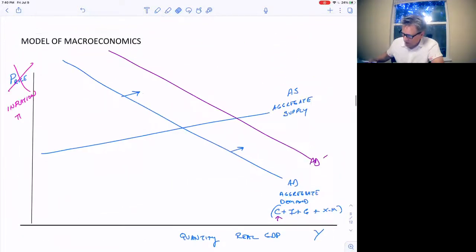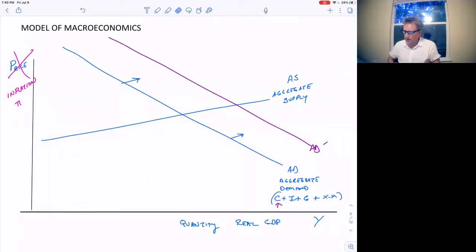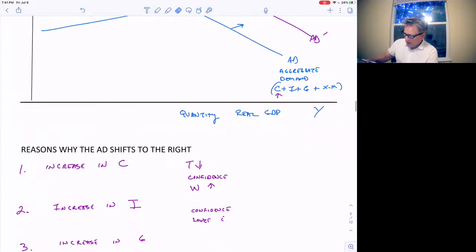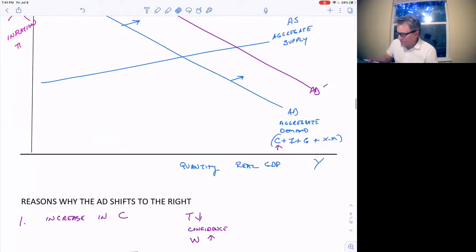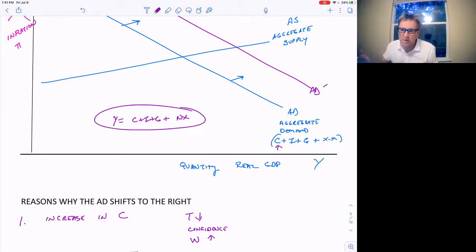So remember what we did before. We have this model of macroeconomics where we've got a downward sloping aggregate demand curve, upward sloping aggregate supply curve. We've got real GDP on the horizontal axis, inflation on the vertical axis, and aggregate demand consists of C plus I plus G, which is consumption plus investment plus government spending plus net exports. We've got this equation where output Y in equilibrium is equal to C plus I plus G plus net exports, X minus M. Remember this equation.